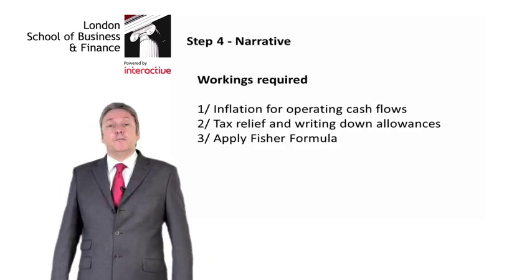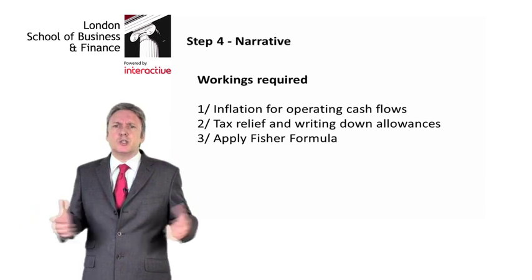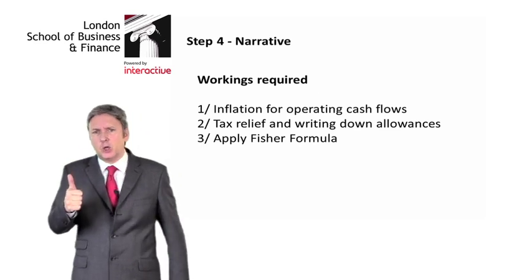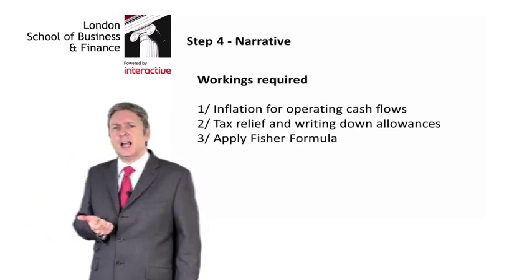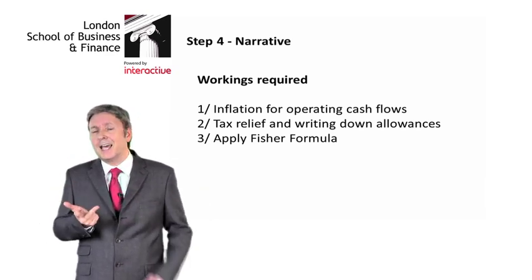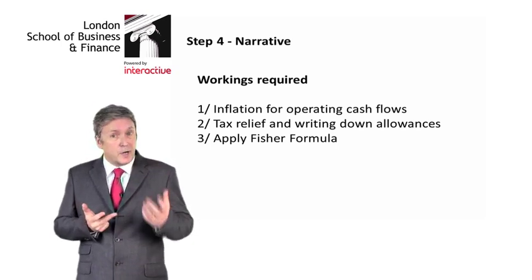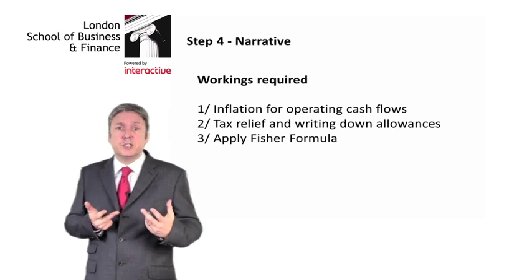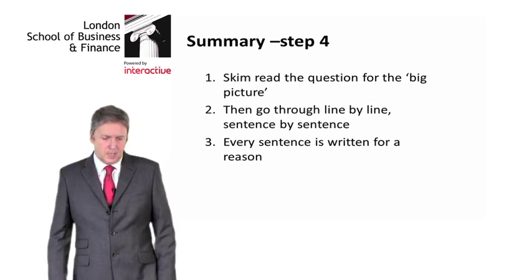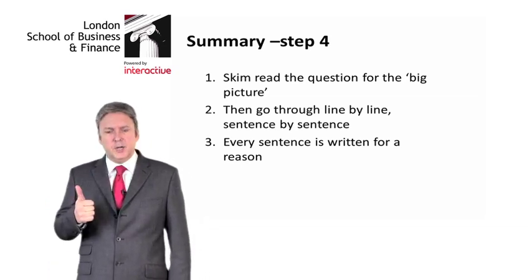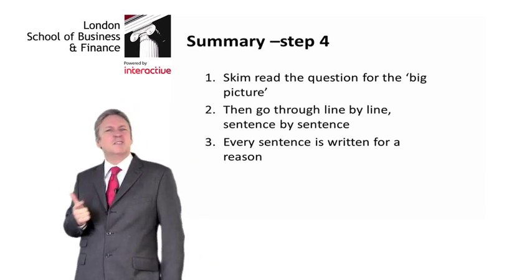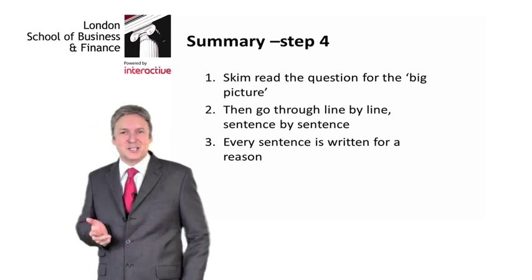From reading the narrative, I've understood that there are three workings that we will have to do. First of all, inflation for the operating cash flows. Secondly, tax relief and writing down allowances. And thirdly, applying the Fisher formula to get the nominal rate of return, the money rate of return, the rate of return including inflation. So finally, in summary for step 4, skim read the question for the big picture, then go through line by line, sentence by sentence, and remember, every sentence is written for a reason. It's not just there for fun.